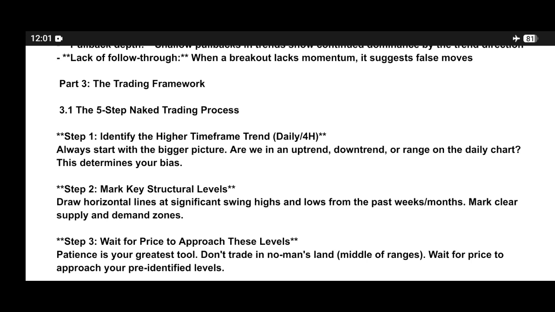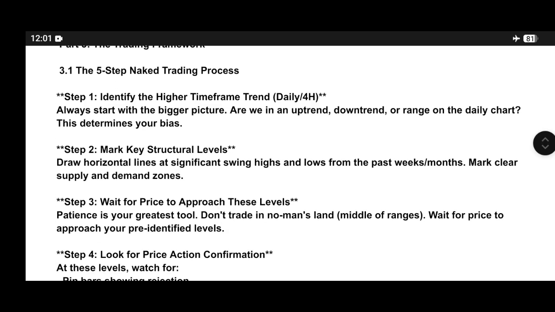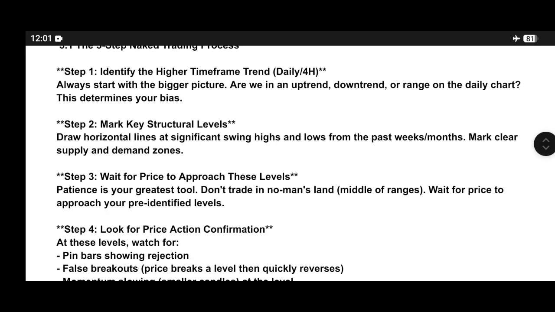Then the second step is to mark key structural levels. Draw horizontal lines at significant swing highs and lows from the past week or month. Mark clear support or supply and demand zones, which is step 2. Are you getting my point?